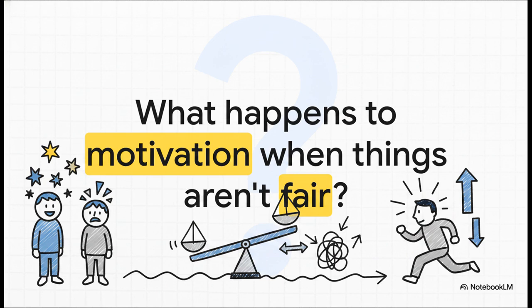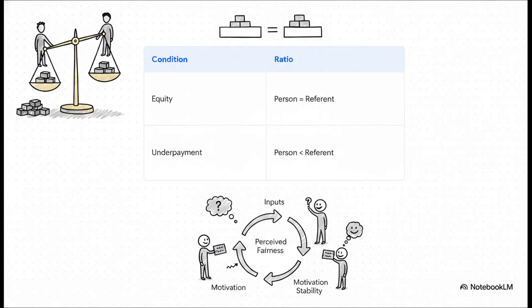Up until now, everything we've talked about basically happens in a vacuum. But out in the real world, employees constantly compare themselves to each other. And that brings us straight to equity theory. Equity theory gives us the actual mathematical answer to that question. It says that equity, or true fairness, only exists when an employee perceives their personal ratio of outcomes over inputs as completely equal to a coworker's ratio.